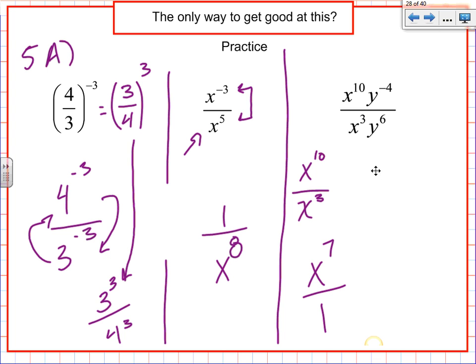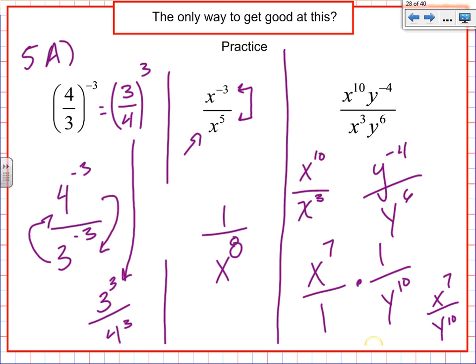Looking at the y's, we have y to the negative 4th over y to the 6th. Which number is bigger? 6, the number in the denominator. And how much bigger? It is 10 bigger. So in the denominator, we are going to write y to the 10th. And the normal way to write this answer is x to the 7th over y to the 10th.